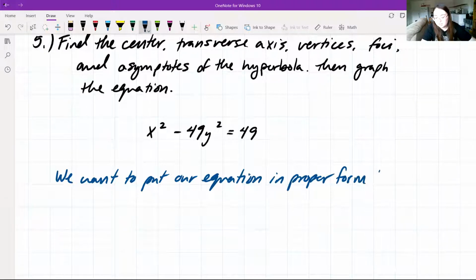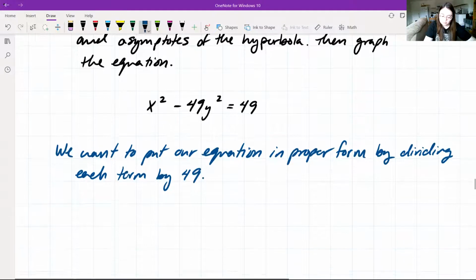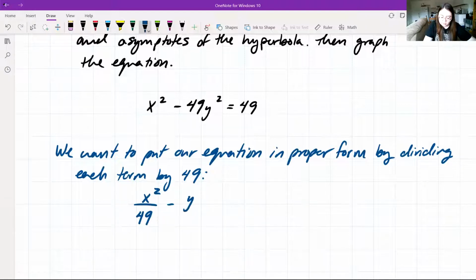And we do this by dividing each term by 49. So x squared minus 49y squared is equal to 49 is now going to become x squared over 49 minus y squared over 1 is equal to 1. So we just wanted to put it in our proper form.